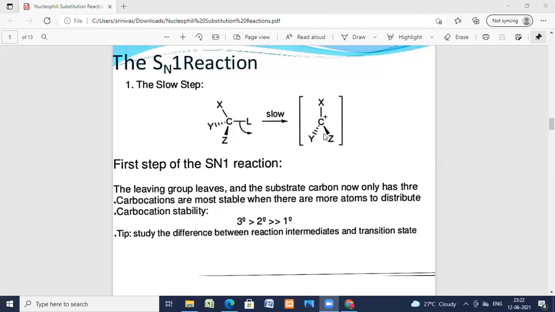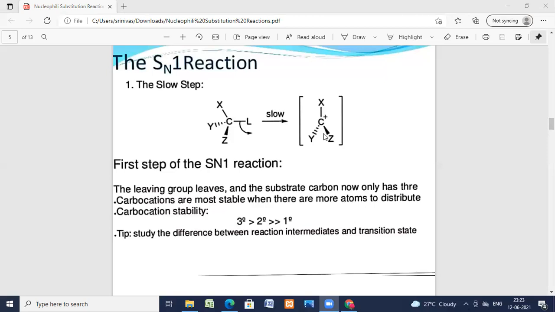So the first step is endothermic, transition state 1, and the activation energy is delta E1. The rate determining step involves only alkyl halide. Therefore, it is a unimolecular reaction. The second step, in which the nucleophile attacks the carbocation, is highly exothermic. So this particular step of the reaction is fast, and the activation energy delta E2 is for the formation of the transition state TS2. So the activation energy is less for this transition state.